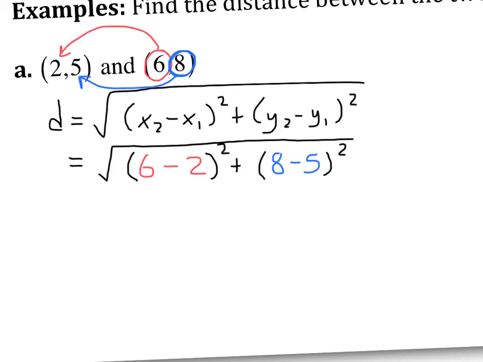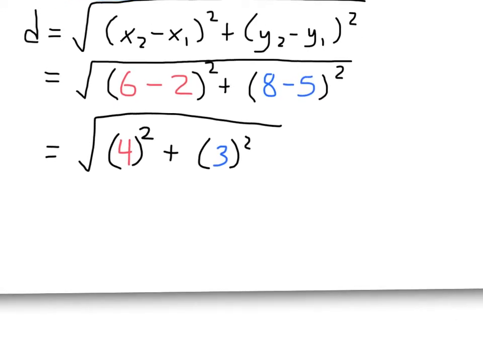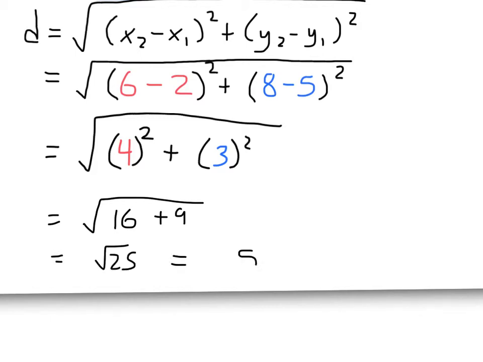Now from here, those two here become a 4 with a square on it. These two here become a 3 with a square on it. And folks, don't forget your radical. Now we simplify again. We get 16 plus 9. Don't forget your radical. Radical 25. And your final answer is 5.